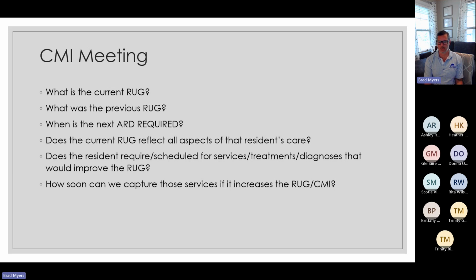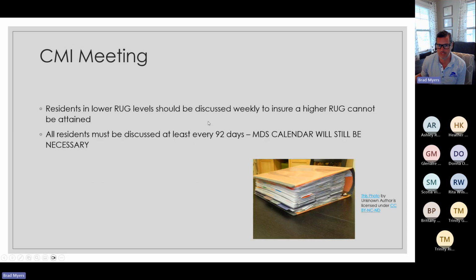Does the resident require or are they scheduled for services, treatments, diagnoses that would improve a rug? Are they hemiplegic? Are they on COVID isolation? Are they getting therapy, et cetera? And how soon can we capture those services if it increases the rug or the CMI? Again, that's where you really have to know the requirements of each rug. Again, for rehab, it's not 5 calendar days, it's only 5 actual visits.